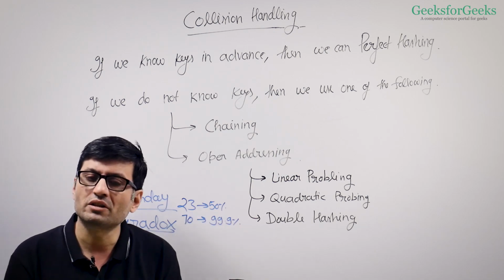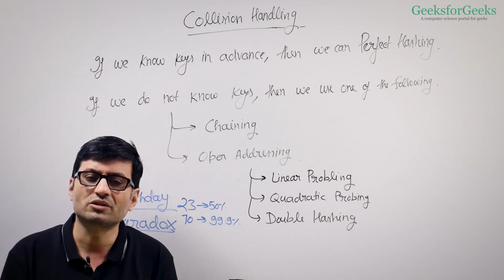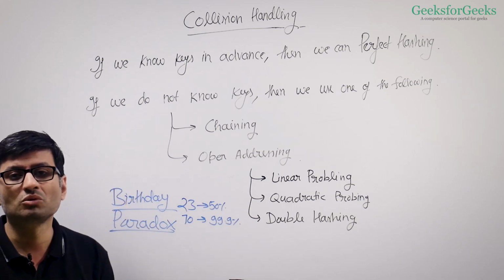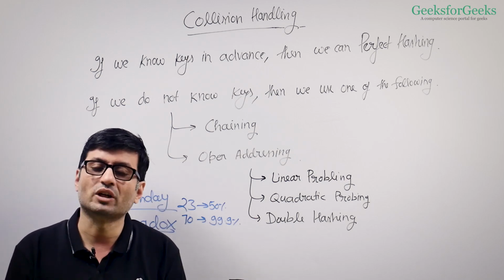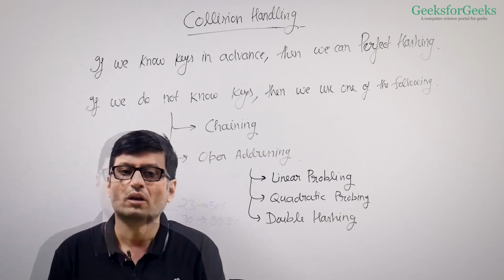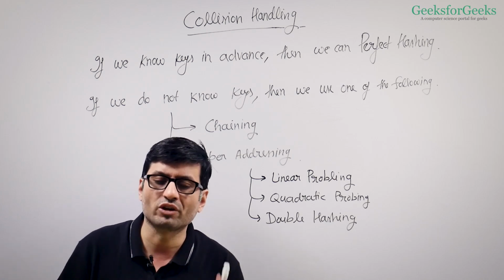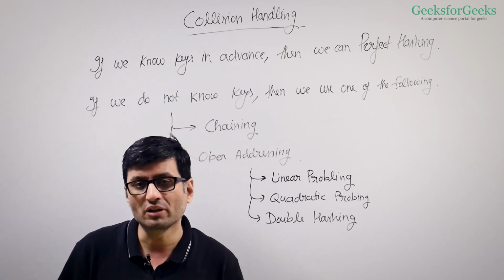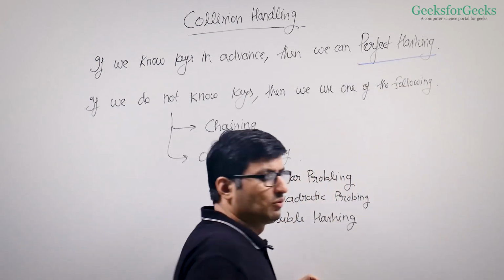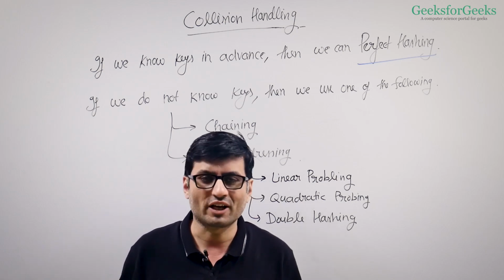So you can imagine how serious the collision problem is. Whatever big size you choose for the hash table, collisions are bound to happen if you do not know keys in advance, if you are just taking keys from users and then inserting them in your hash table. If you know keys in advance, like these 100 phone numbers are going to be inserted into the hash table, then there is a method called perfect hashing, which guarantees that there's no collision happening at all.